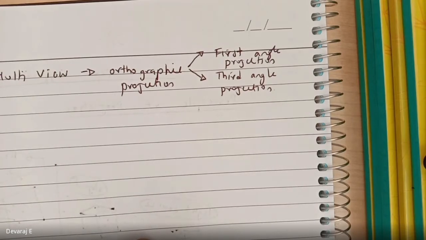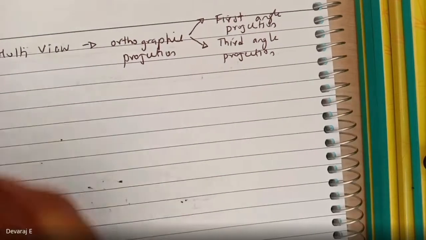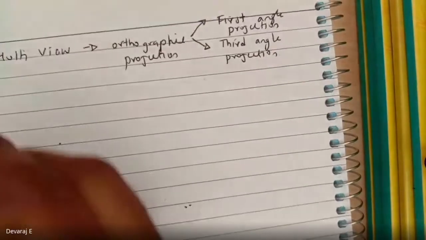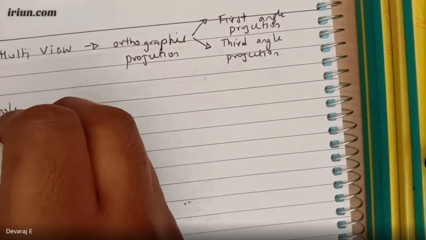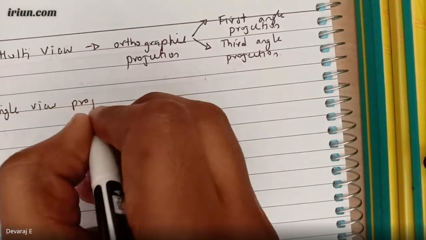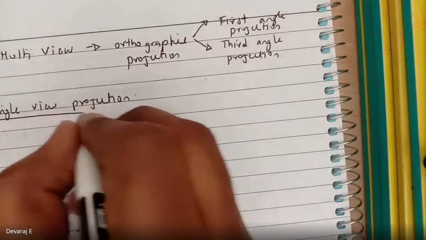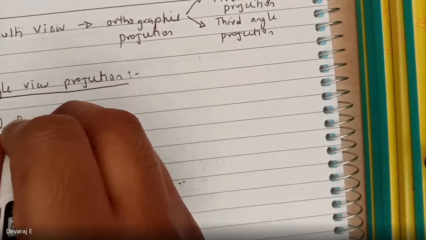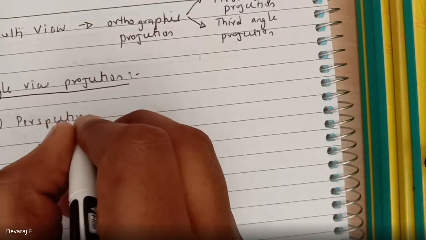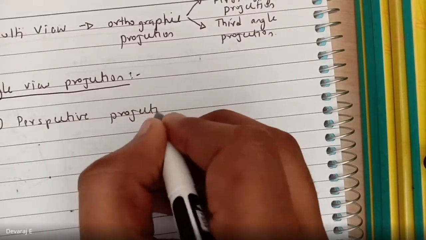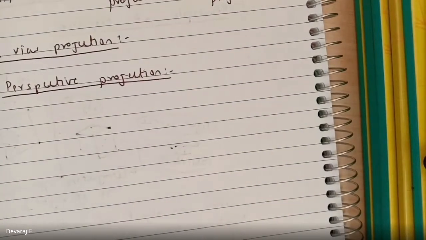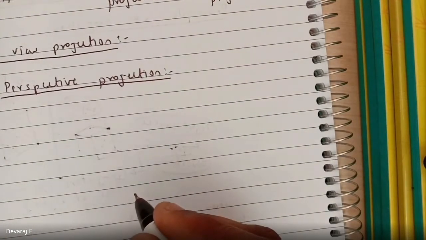So now we will go for the first. Okay, write down. One. In single view projection system. So we'll go for first type. Write down. Perspective projection system. So write down the definition. Then I will explain the concept. Write down the definition.